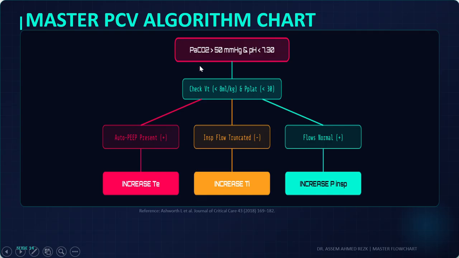This is what I said before. PCO2 high and pH acidemia. If there is auto-PEEP, increase the expiratory time. If no auto-PEEP, and the inspiratory flow does not reach the baseline, increase the inspiratory time. If all is good and flow is normal, increase inspiratory pressure.